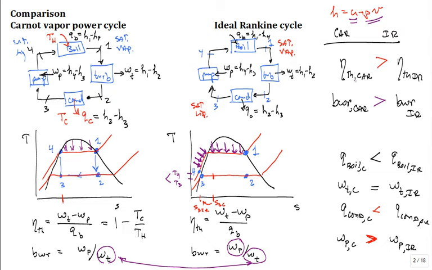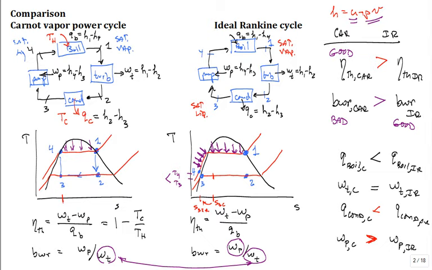So now, which one is good? The efficiency being greater, that's good. Okay? But the back work ratio being greater, that's not good. We don't like that. That's actually for the Carnot, that's bad. This is good. Or I shouldn't say good, bad, I should say better or something like that, right? We want, as an engineer, low back work ratio, high thermal efficiency. Okay? Hopefully that helped. That was the last clicker question for today.